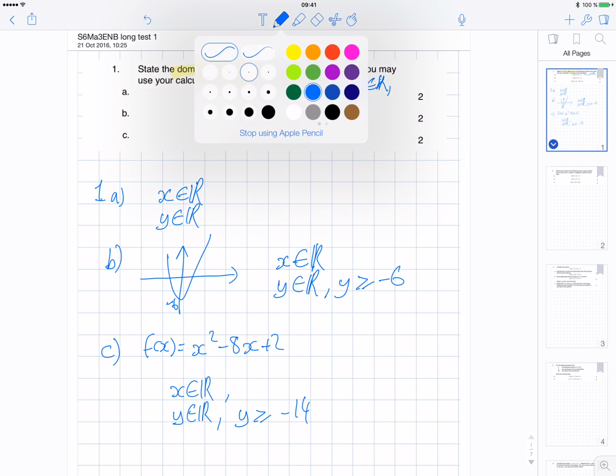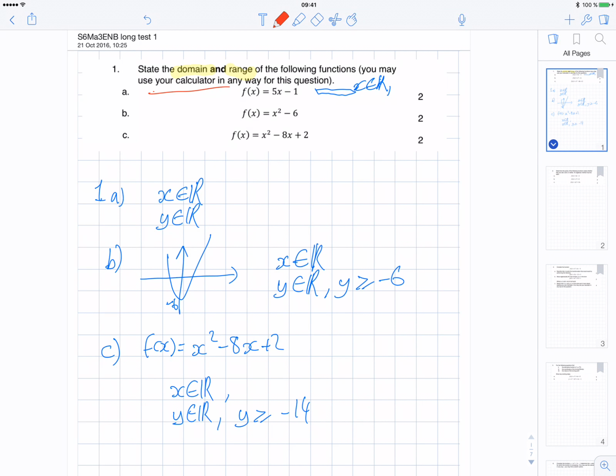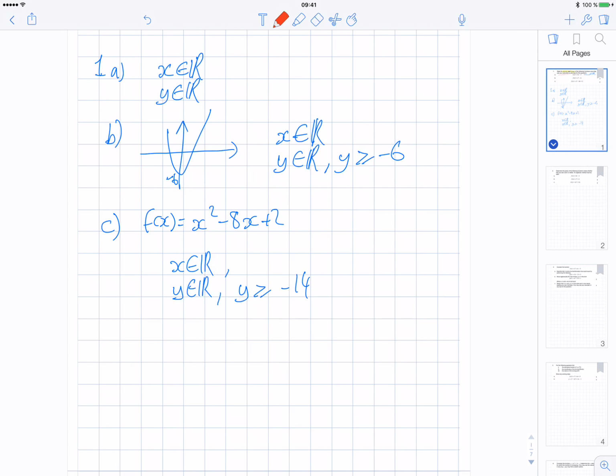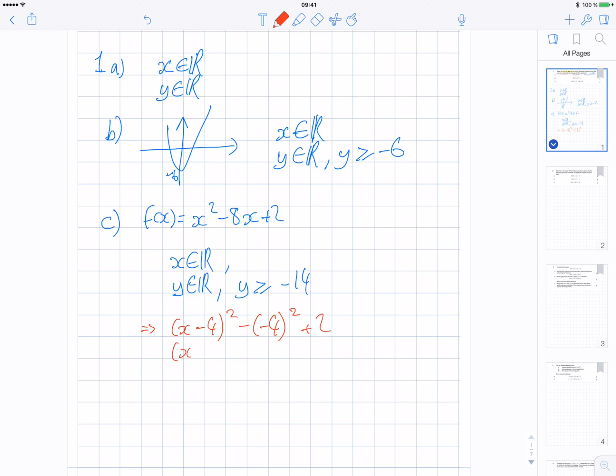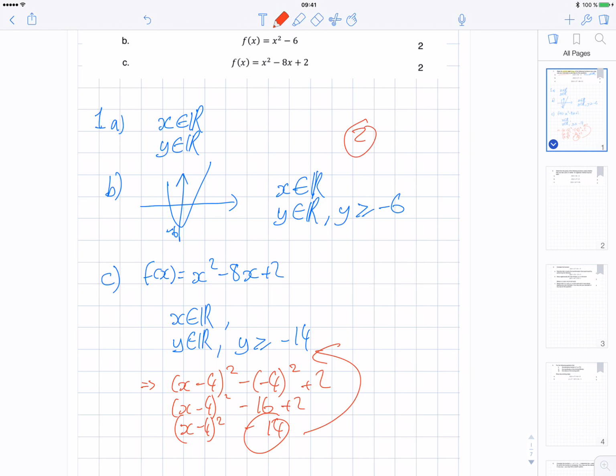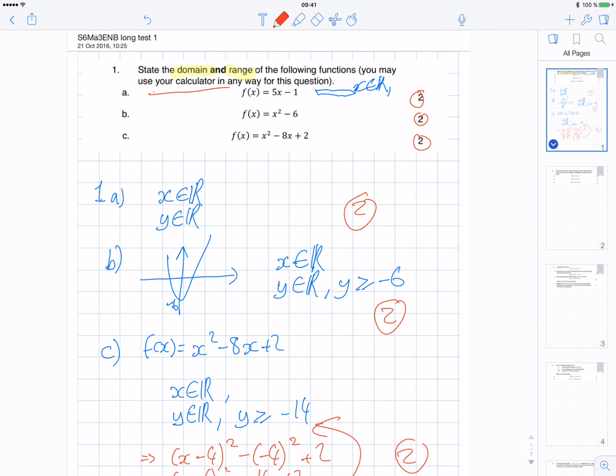Look at it, it says you can use your calculator in any way for this question. I could have completed the square. If I was to complete the square, it would have become x minus 4 squared minus 4 squared, because that's the minus 4 from inside the bracket, add 2. So I get x minus 4 squared minus 16 plus 2, so x minus 4 all squared minus 14, and this minus 14 links with that 14. We have 2 marks for each of these questions, and you see there's the 2, 2 and 2.